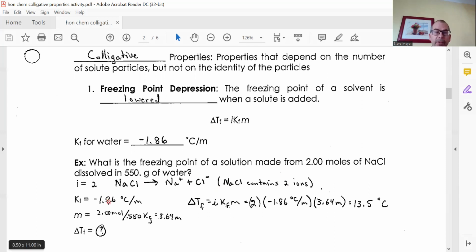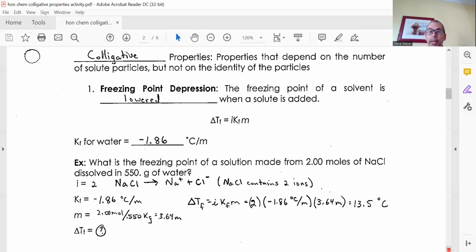Okay, we know what Kf is, that's given. And then we're given moles, we're given grams, so we can ultimately figure out the molality there. And then we just take that and punch that in. The change in the freezing point is 2 times the negative 1.86 times the 3.64, and it gets to be 13.5 degrees Celsius. So what's going to happen is the freezing point is actually lower.